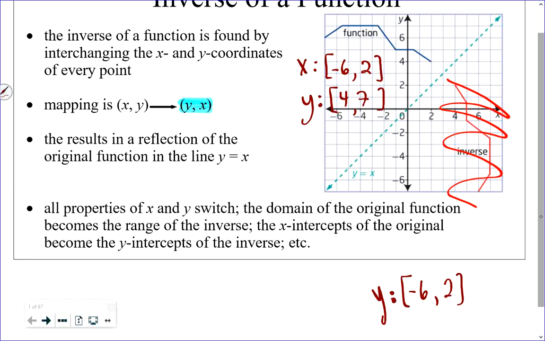And you could do the same thing for domain and say the domain must be the set of numbers that were the set of numbers for the range, because x and y switched, and that would be 4 to 7. And if you come back to reality and actually take a look at this graph and determine the domain and range of the inverse by looking at the graph, you'll see that it matches that logic.